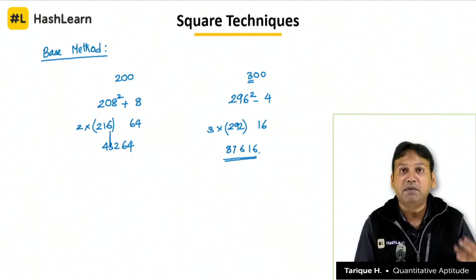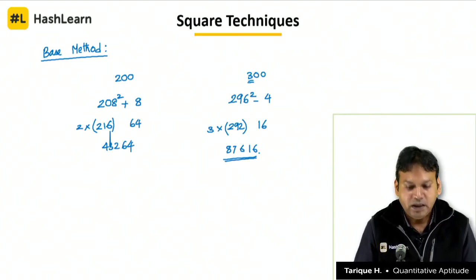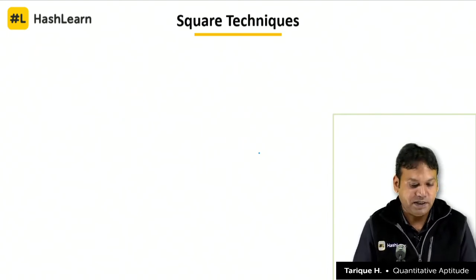That is how you are going to use the base method for numbers where the base is not 100, 200 or 300. Whether the number is less than the base or more than the base, the method remains the same. That is the technique for the base method.